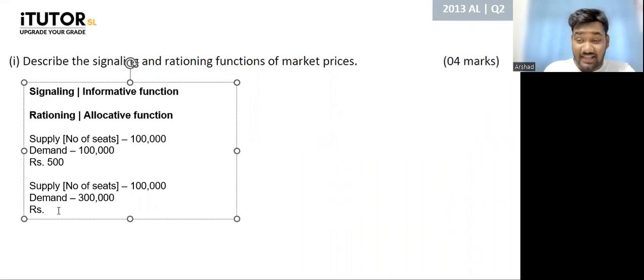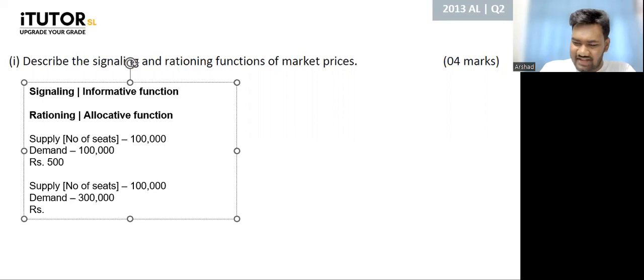Who are willing to pay that and come and buy? What do you do? You increase the price, right? So you will increase the price until what happens? Until the demand comes down to 300,000, because you can't expand the seats or anything. So you will keep on increasing little by little until the demand also comes down to 100,000.